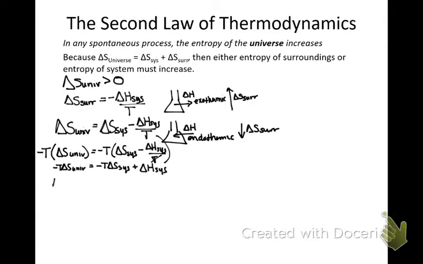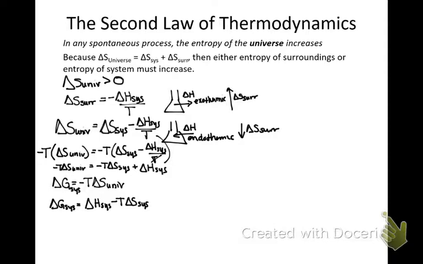So let's define delta G as equaling negative T delta S of the universe. So this will be delta G of the system. So we'll substitute that in. Delta G of the system equals, and I'm just going to rearrange to not have that negative sign on the front there, delta H of the system minus T times delta S of the system. So now we're going to define this new quantity.